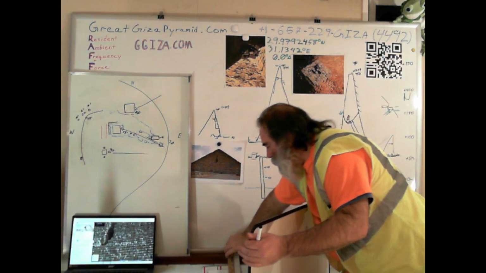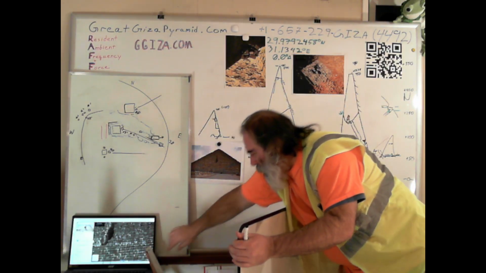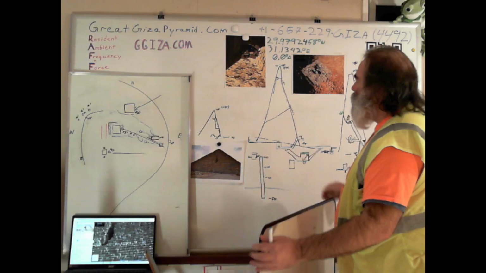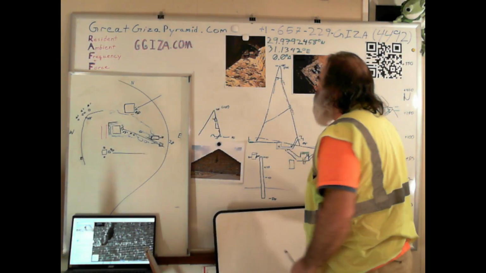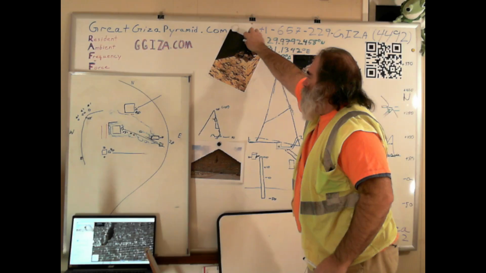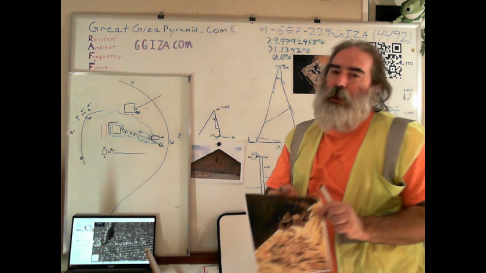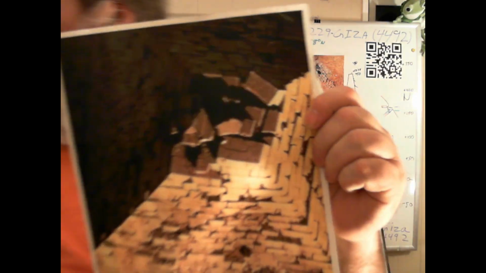It's truncated. It's short 9 feet from the top. But you can pull that image up at photos.greatgizapyramid.com. In fact, let me just bring it over to you so you can take a good look at it, since we are talking about it here. Okay, here we go. Take a good look at that.